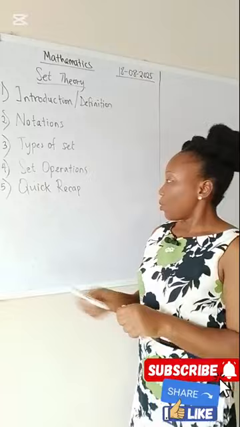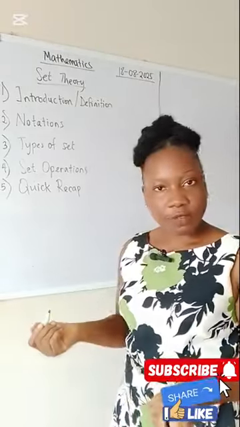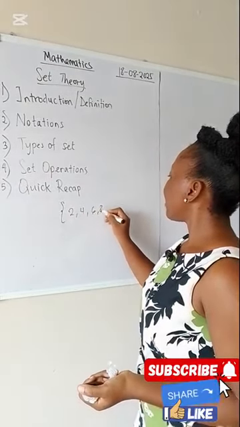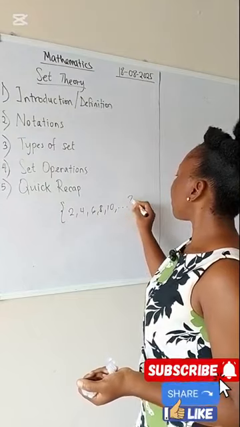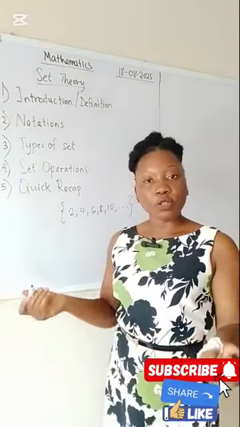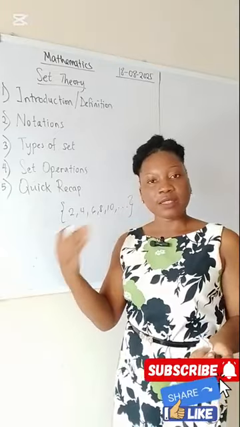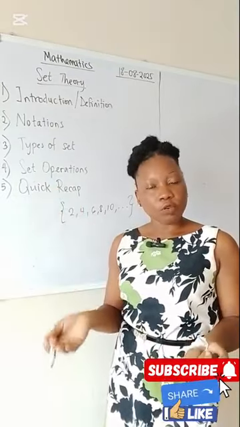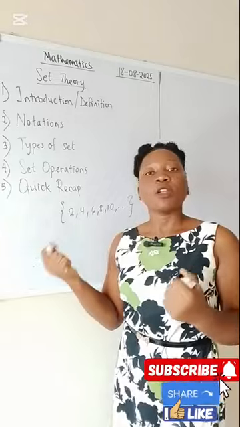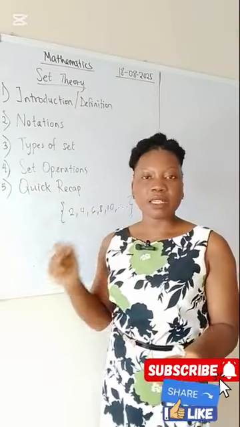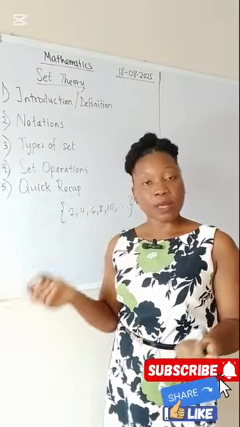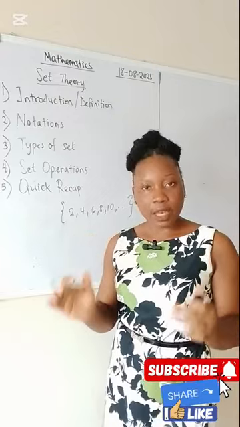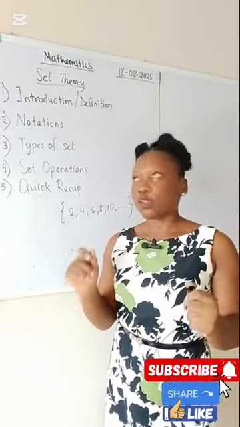For example, in mathematics, we have a collection of even numbers: 2, 4, 6, 8, 10, and so on. We have a collection of odd numbers: 1, 3, 5, 7, and so on. We have a collection of positive integers, a collection of negative integers, a collection of irrational numbers, a collection of rational numbers, and so on and so forth. So basically, a set is a collection of items or a collection of objects.